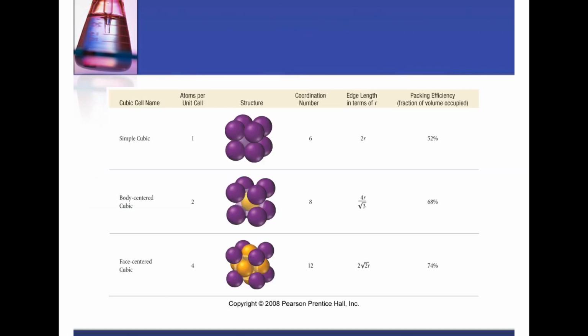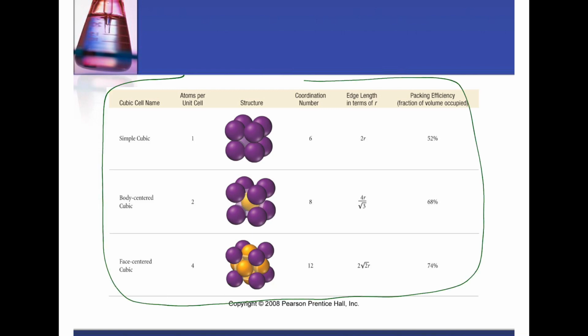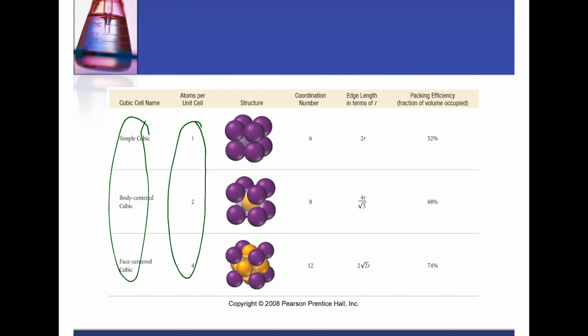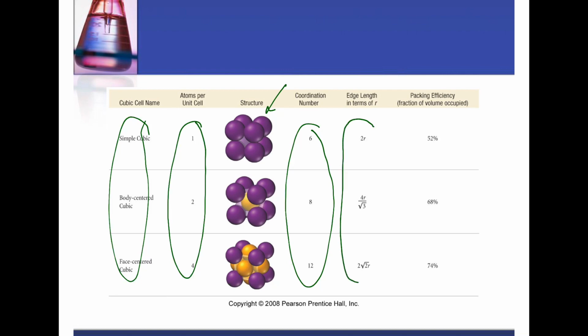Okay, and so I'm going to start back here. I think that this chart is a really good chart that summarizes the information about the cubic cells that we'll be talking about in this chapter. On this side, we have the names. We have how many atoms fit within one cell. We have the structure. We have the coordination numbers. And then we have the equation that relates the edge to the radius. So this would be that the edge is 2 radiuses. This is that the edge is equal to 4r over the square root of 3.